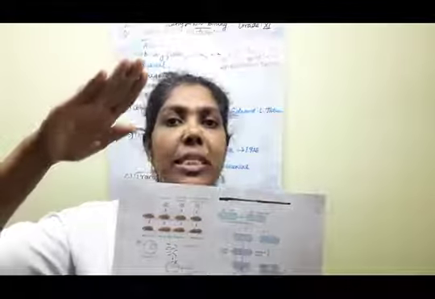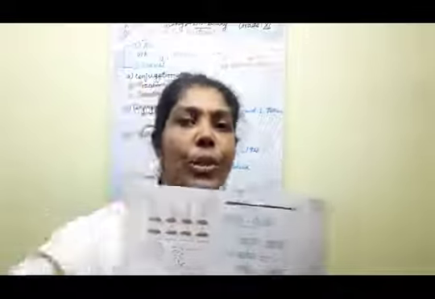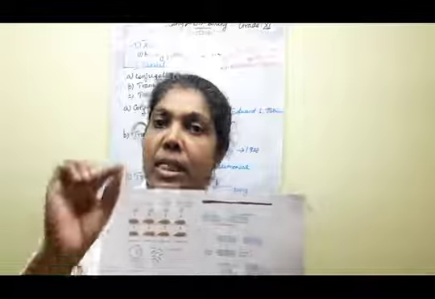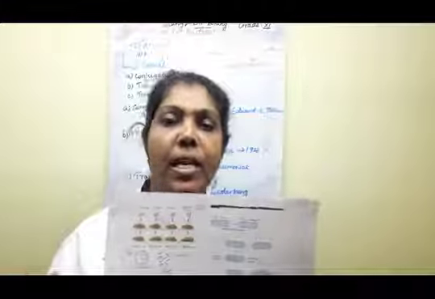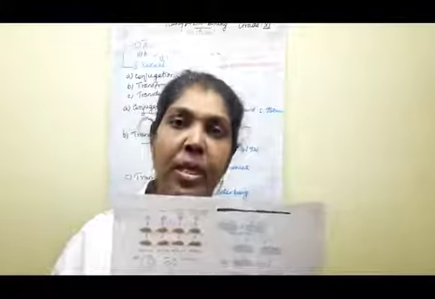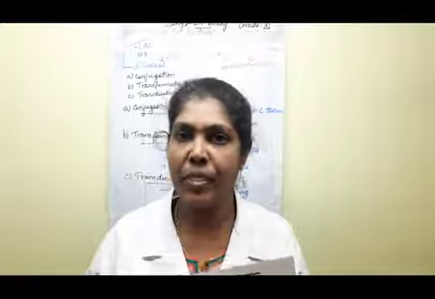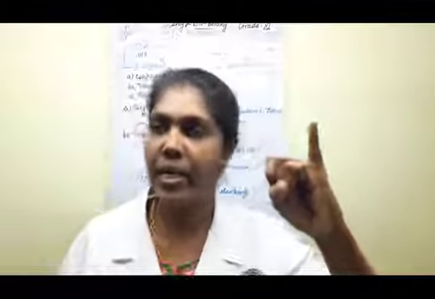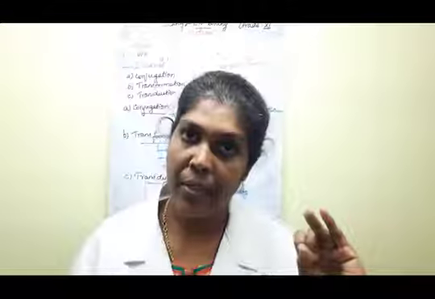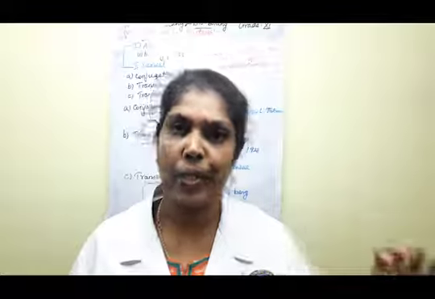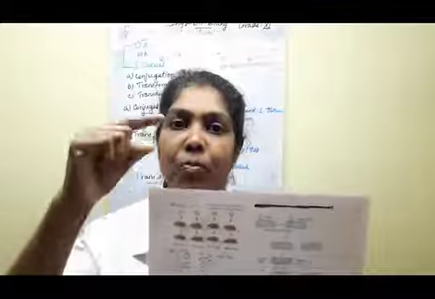Okay? Transduction comes in two types, children. One is generalized transduction and the other is specialized transduction, also named restricted transduction. Clear, children? Will you say the two types of transduction? Very good. First is generalized transduction and the other is specialized transduction, also called restricted transduction. Let us see them one by one.